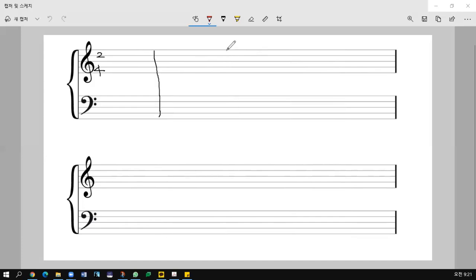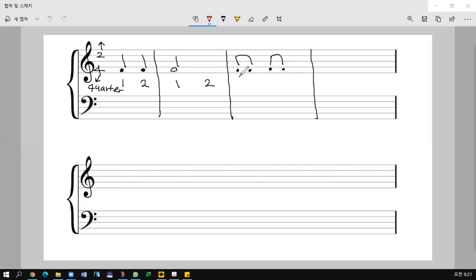So 2/4 is the same. The upper number indicates how many beats in each measure. And this lower number is 4, which is quarter, gets 1 beat, right? So if you want to fill with quarter notes, you need to fill 2 quarter notes, right? 1, 2, and then probably a half note is 1, 2, okay? All right, and then eighth notes, how many eighth notes do we have?